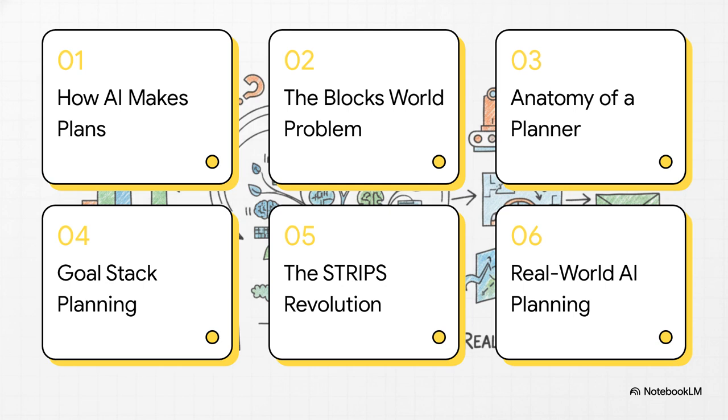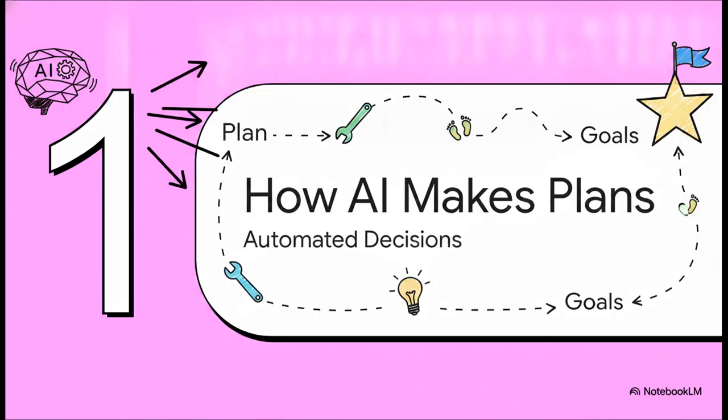Here is our roadmap for the explainer. We're going to start with how AI makes plans, step into a classic puzzle known as the blocks world problem, break down the actual anatomy of a planner, and then we'll look at two major historical breakthroughs, goal stack planning and the STRIPS revolution. And finally, we'll see how all of this scales up to real-world AI. All right, let's jump right into section 1, how AI makes plans and the core elements of automated decision-making.